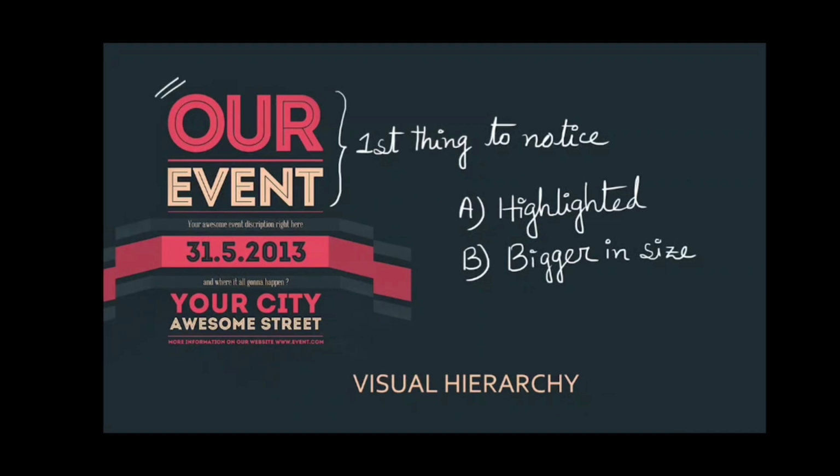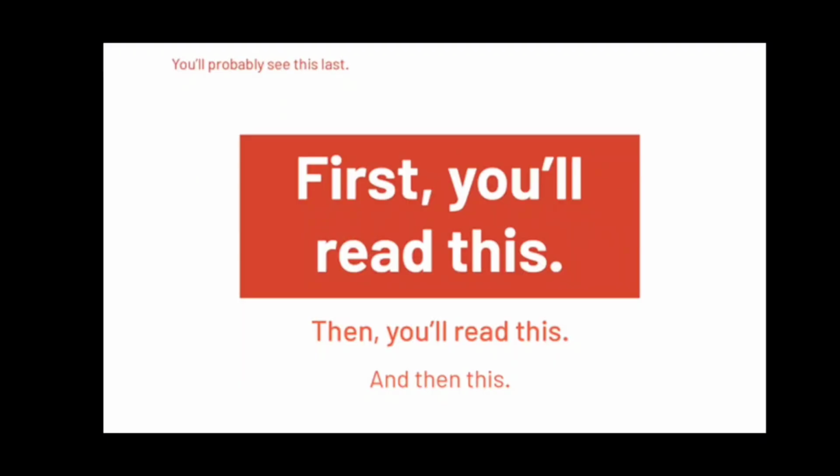For example, if we are looking at a design, the first thing we're going to notice in that design would be highlighted and bigger in size. The principle of hierarchy helps you to explain the design and helps the viewer know what to look at first. Look at this example. First, you will read this, then you will read this, and then this, and you will probably see this last. It's a common human psychology that we need to understand while using visual hierarchy, that the first thing we're going to notice is the most highlighted thing and the most important thing in that design.